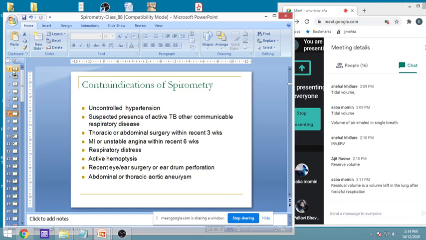Abdominal or thoracic aortic aneurysm is there. I told you about aneurysm earlier also, that is, it is a thinning of the wall of the artery. The wall of the artery becomes thinner than normal, that is aneurysm.